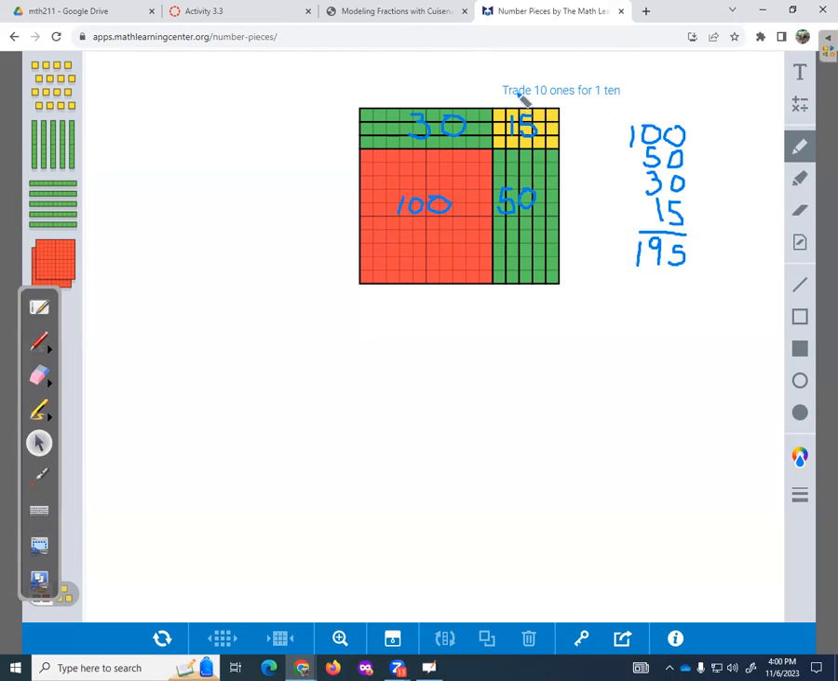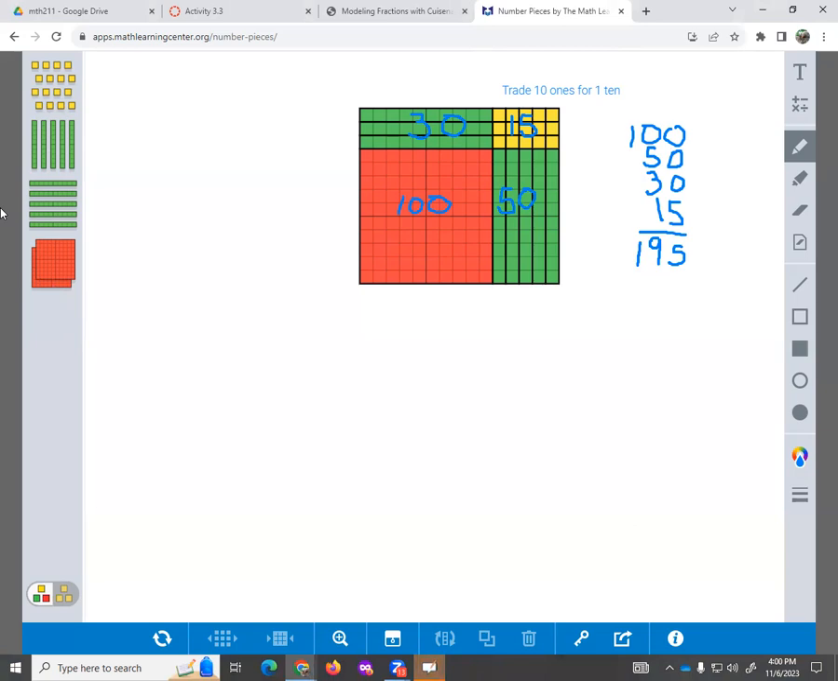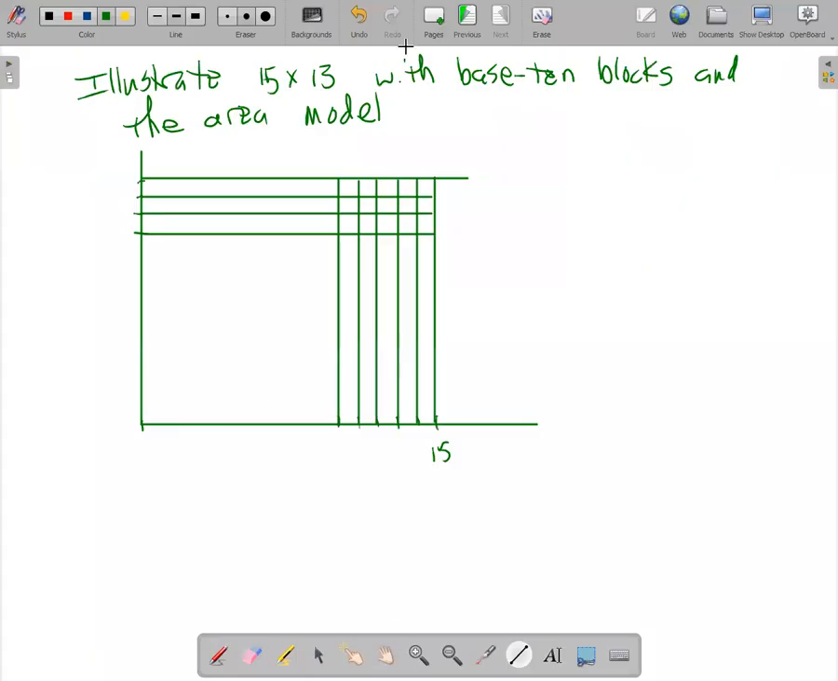And again, I really do need to note that I'm trading 10 ones for 1 ten because I did have a number jump column. Now, I just want to go over to my other notes where I can use my magic whiteboard. There you go. Okay. So I just want to compare. So I have 15 times 13.